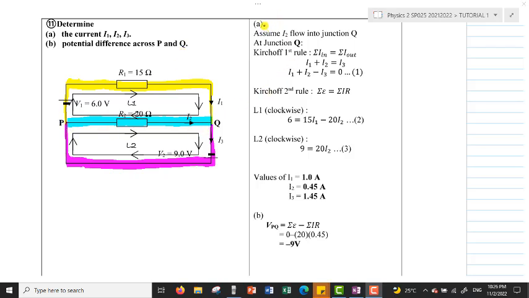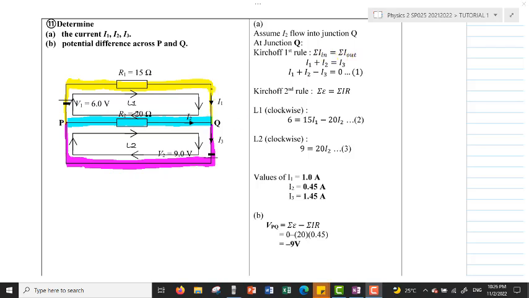So class, we assume I2 flows into the junction Q. Because the question didn't draw the direction of I2 for us, so we just simply put the direction. So we assume I2 flows into junction Q. So refer to junction Q, we apply our Kirchhoff first rule, summation I in equal to summation I out.